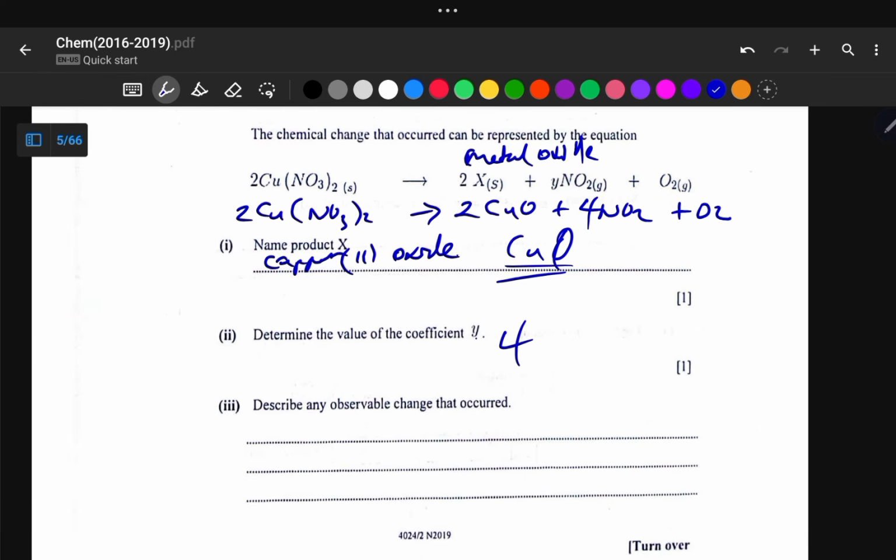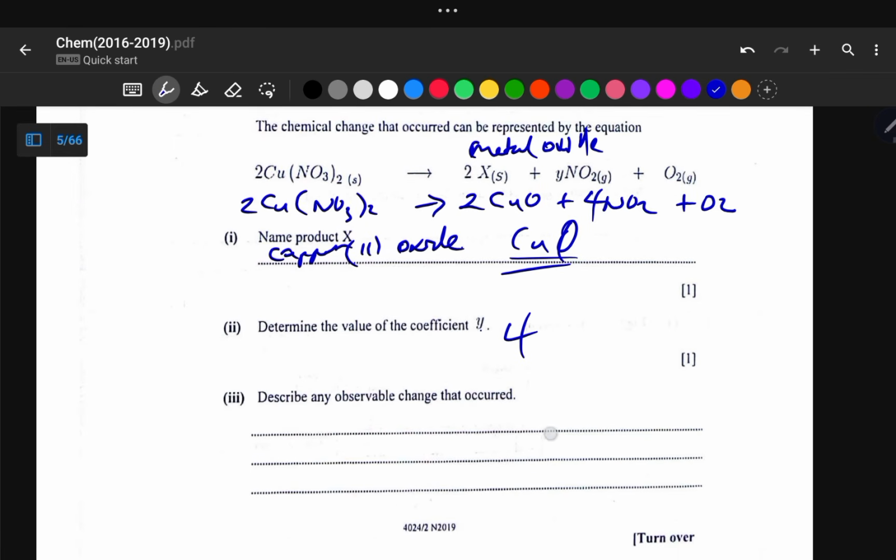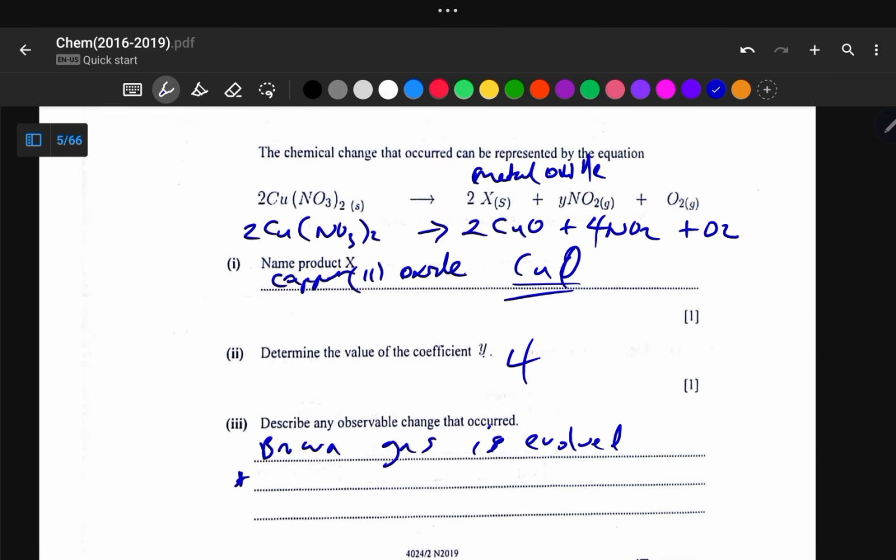And then state any observable change that can occur during the reaction. Nitrogen dioxide is a brown gas. So a brown gas is evolved, right? So this is the observation. Or we can also say that copper 2 oxide is black in nature, so a black solid is observed, right?